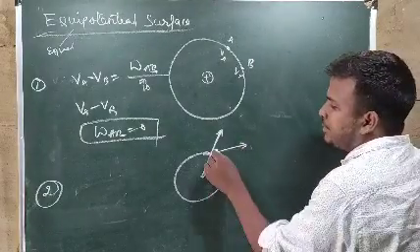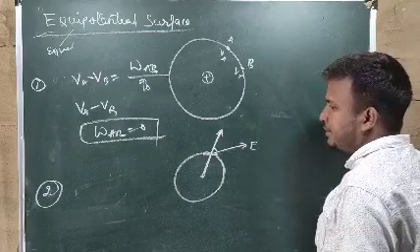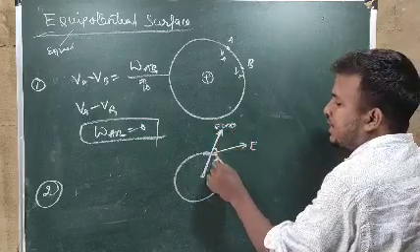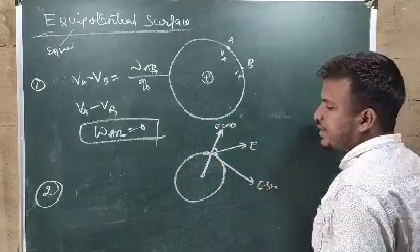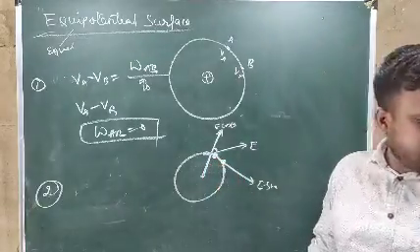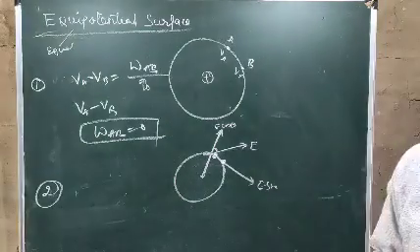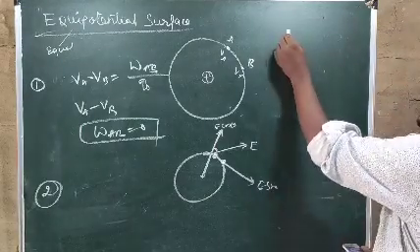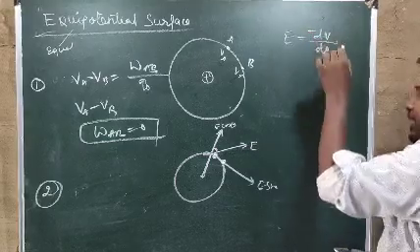So if it happens, what will happen? The electric field will have two components, one along this direction, E cos theta, and another one along this direction, E sin theta, along horizontal and along vertical. So you can say that in this direction electric field is present. So along the surface, electric field is present. If electric field is present along the surface, that means E equal to minus dV by dr.